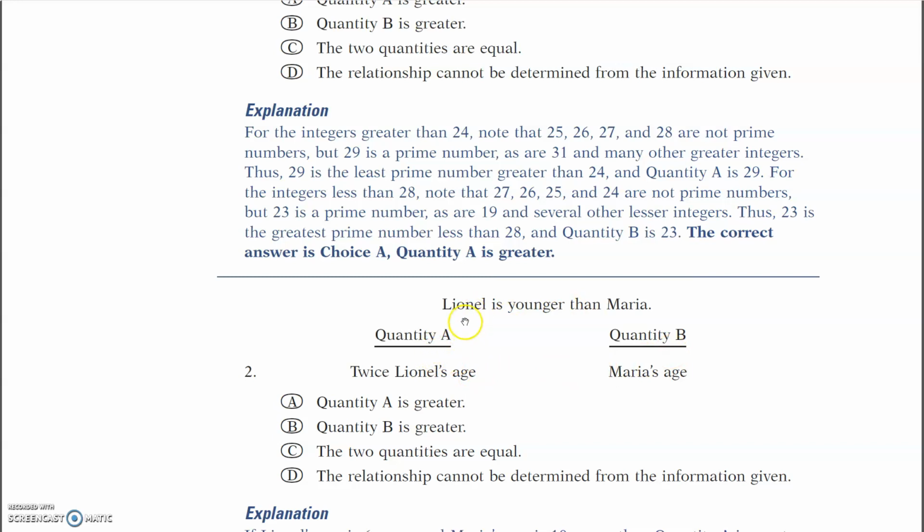But let's look at another occasion. What about if we have Lionel's age to be 2 and Maria's age to be 4? Now, 2 times Lionel's age will be what? That will be 4. And Maria's age will be 4. That means they both have the same value. So C will be different because that will mean the two quantities are equal. So there is more than one possibility. So in this case, the answer should be D.